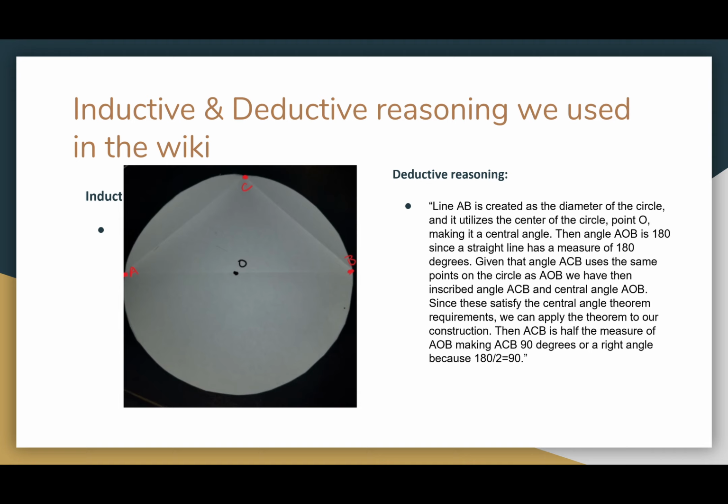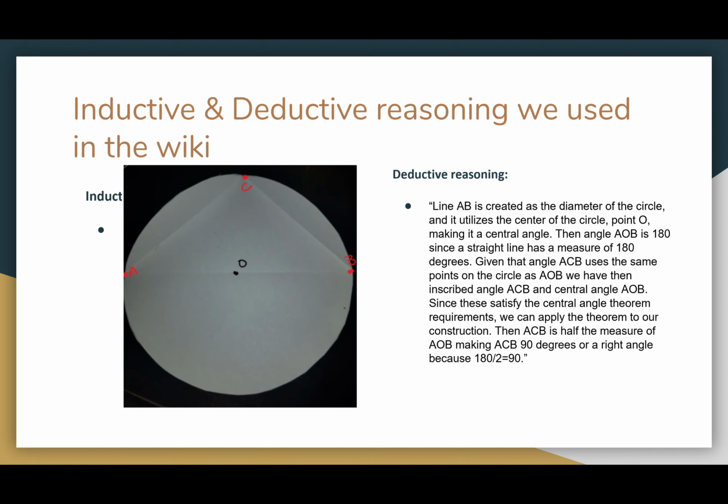And then we have our facts here that says that our deductive reasoning is this line that I got from our wiki, which says that line AB is created at the diameter of the circle. So AB is a diameter, and I use it as the center of the circle point O, making it a central angle. So AOB is a central angle.